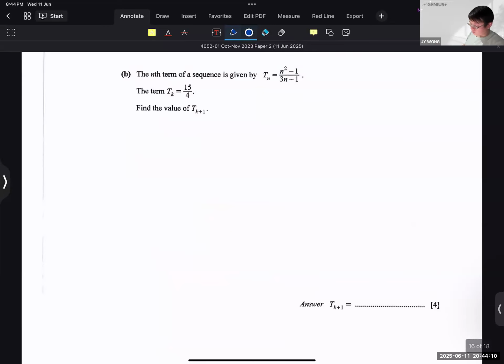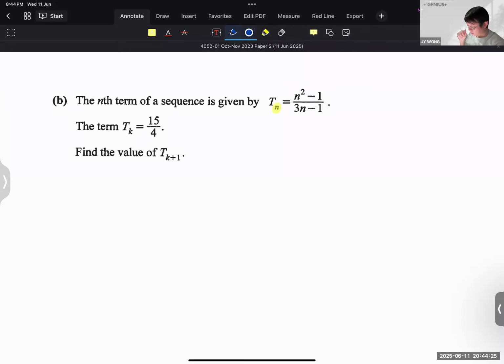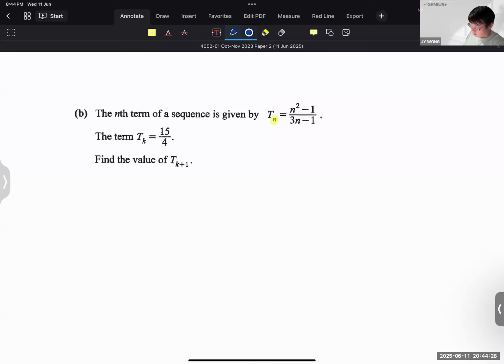Then they test 4 marks over here. And a lot of students got very surprised by the question. But it's a very, very easy question. Tn is your general formula to a term. So what do we find? We first sub in n equals to k, isn't it? Because that is your term number. So tk is just equal to what? It's just equal to when n equals to k, which is k squared minus 1 over 3n, not 3n, but 3k minus 1. And they tell you this is equal to 15 over 4.